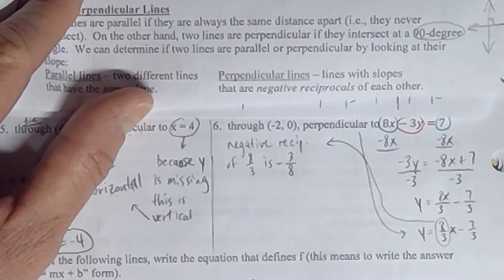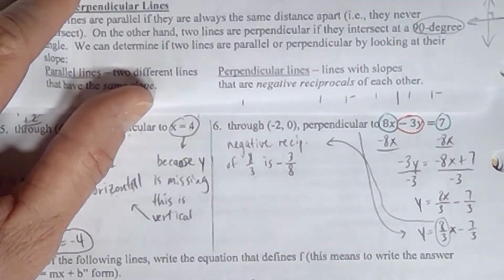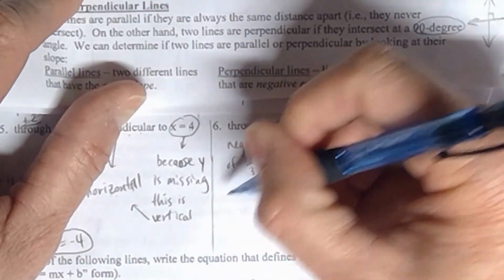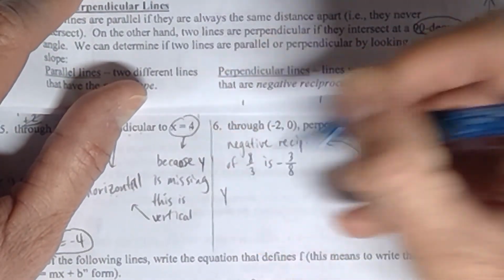Those are the two things that you need to do in order to get the negative reciprocal. Okay. Now that I know what the slope is, here's my final answer right here.